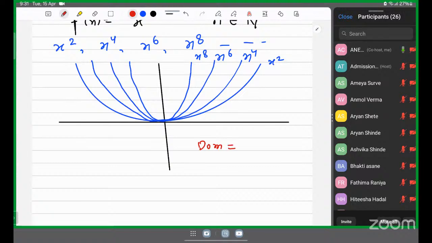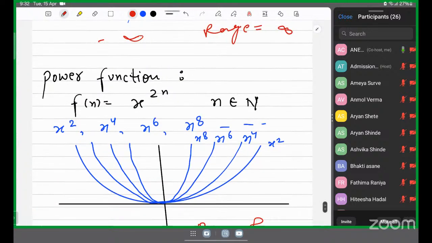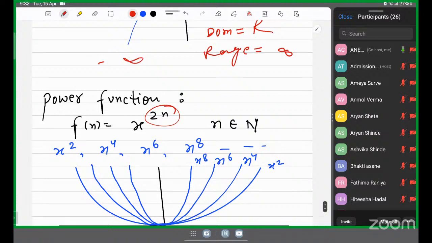What is the domain? For all of them, domain is R. And for all of them, range is 0 to infinity, that is, positive real values. And it is observable: even if you do not plot the graph, you can say that this is an even power, so it doesn't matter whether the input is positive or negative, the answer will be a positive value, except for 0. If you take 0, the answer will be 0. Apart from 0, whatever number you put in, positive or negative, the answer will be positive. So range will be all positive real numbers, including 0 also.